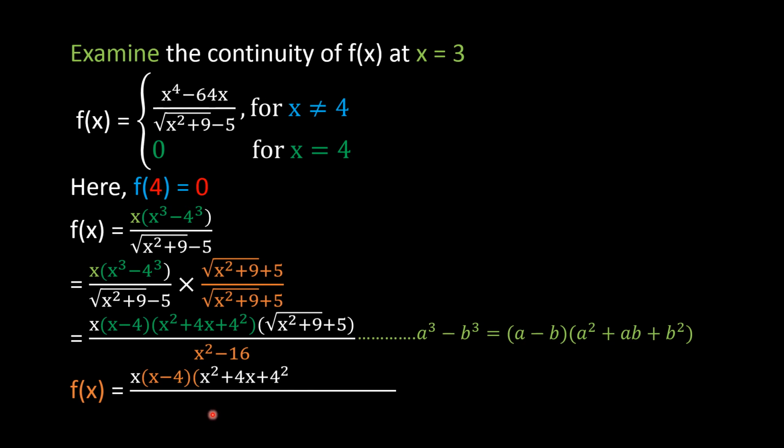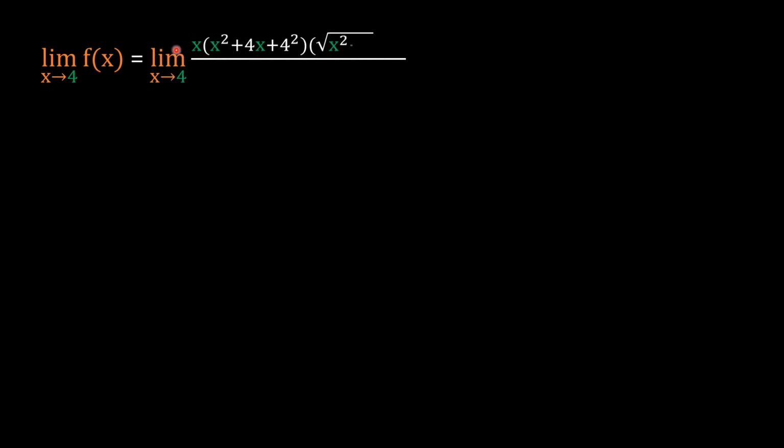which can be further factorized as (x minus 4) multiplied by (x plus 4). Here x is not equal to 4, therefore x minus 4 will not be 0. So we can cancel x minus 4 from numerator and denominator. So the function that we get, we will take the limit of that function, which will be the limit as x approaches 4 of this part.